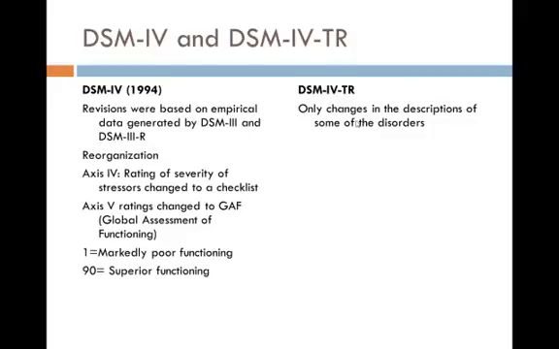If a person had a GAF score of 1, it shows that the person was markedly poorly functioning. However, a score of 90 indicated that persons are functioning far more superior in comparison to others, so superior functioning. With the DSM-4-TR, there were minimal changes. However, the changes that did take place were specific to the descriptions of some of the disorders that were in place previously.